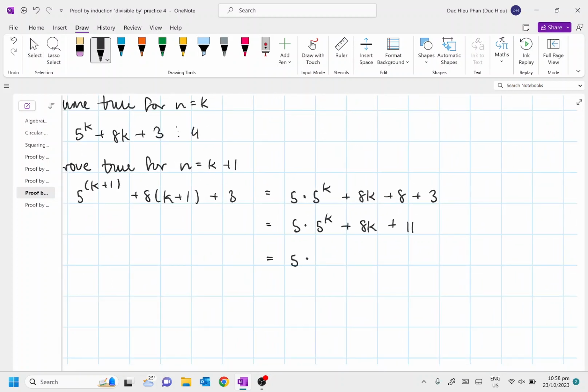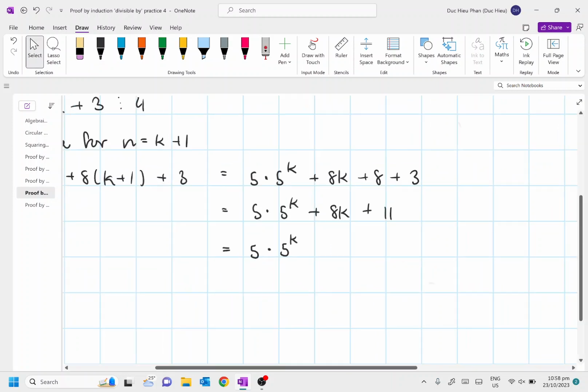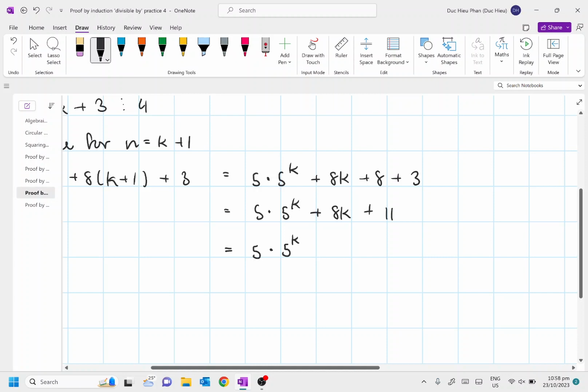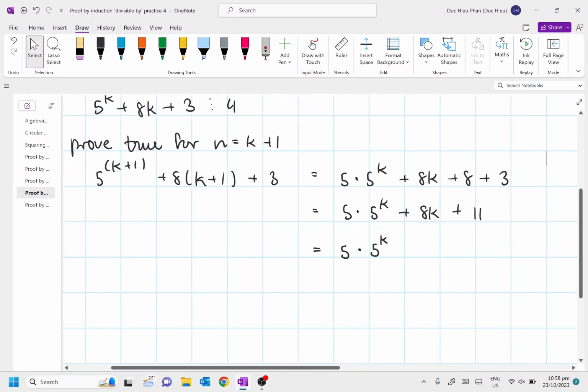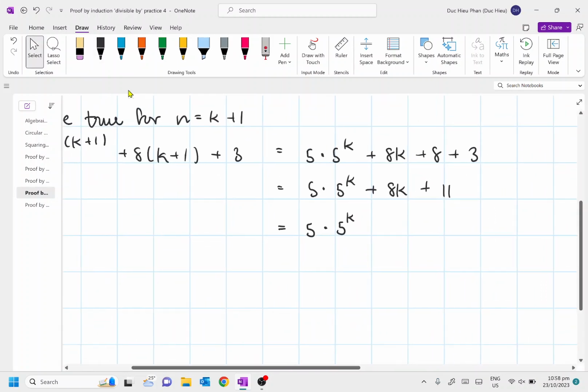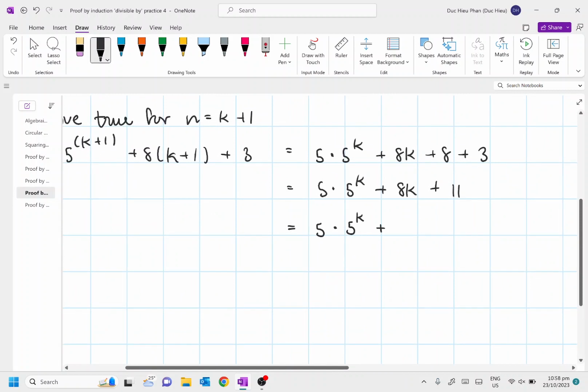And this is where making sure you keep on top of organizing it and making sure you don't get confused is really important. So we need positive 8k. So I'm going to put positive 8k first. Positive 5 times 8k and negative 5 times 8k.